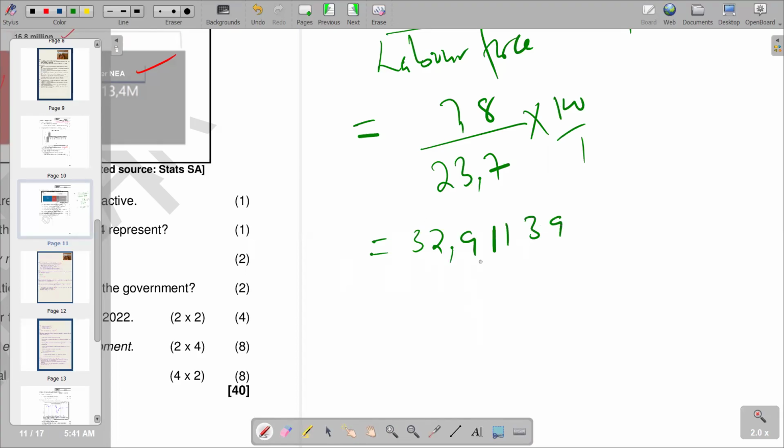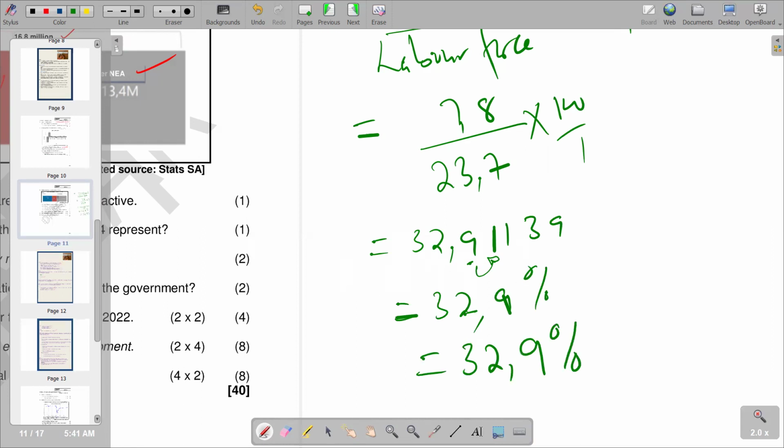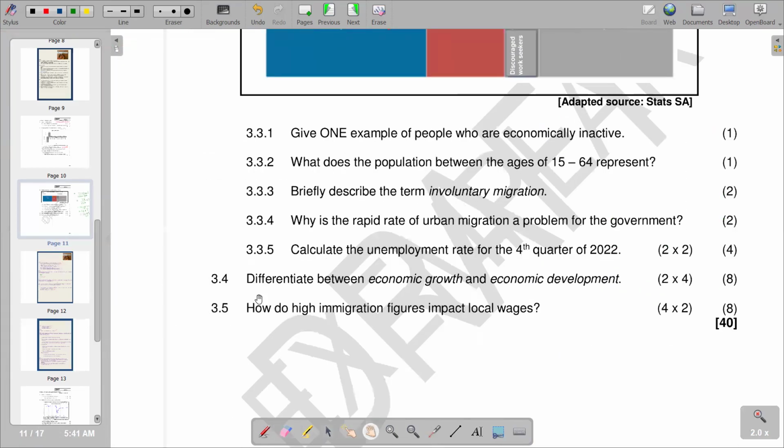32.91139. So obviously, we are going to round it off to 1 decimal place, whereby we check that our 1 is not going to change our 9. It is going to be 32.9%. So basically, we are saying your answer is 32.9%. So this is your final answer on the unemployment. So the unemployment rate is 32.9%. So this is the calculation that we have.